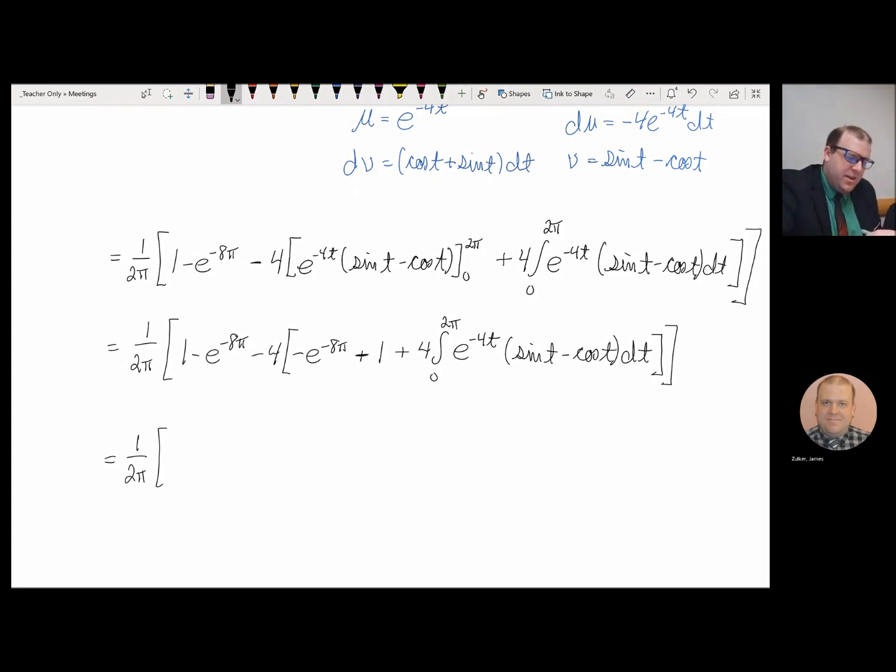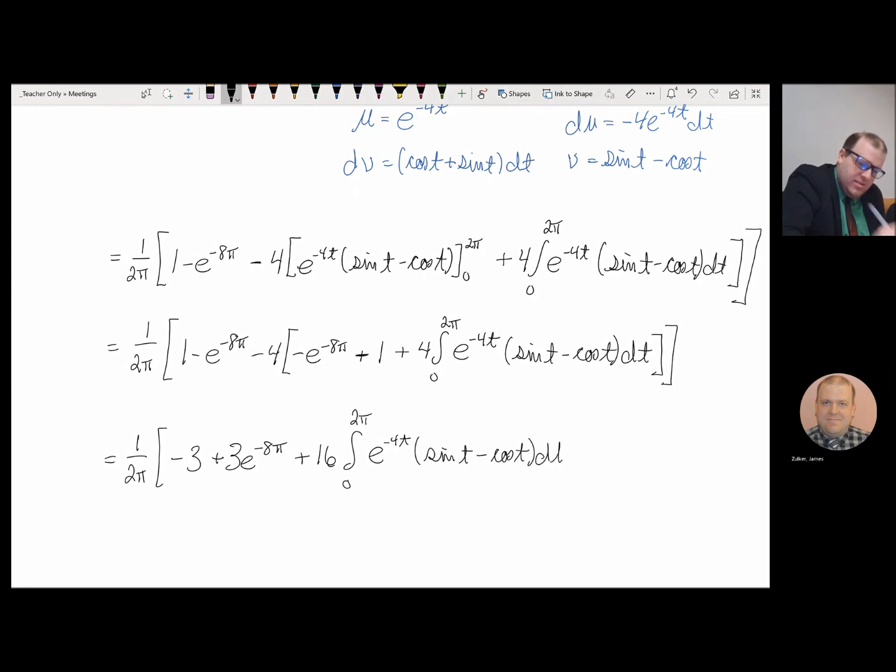1 minus 4, -3. Negative e to the negative 8 pi plus 4e to the negative 8 pi plus 3e to the negative 8 pi. Right, that's just distributing that 4 through and then combining like terms. Plus 16 times that integral. Is that not our original integral?